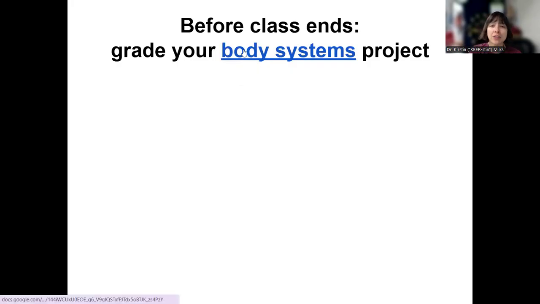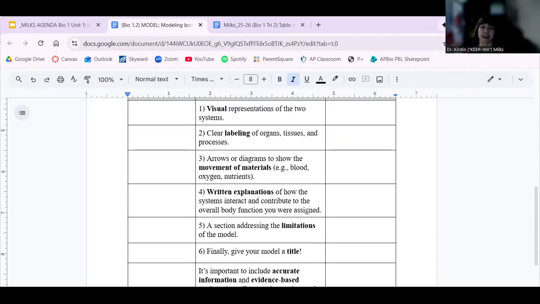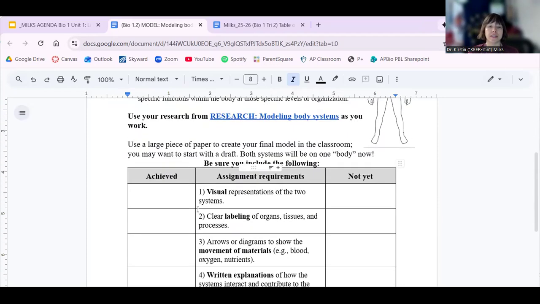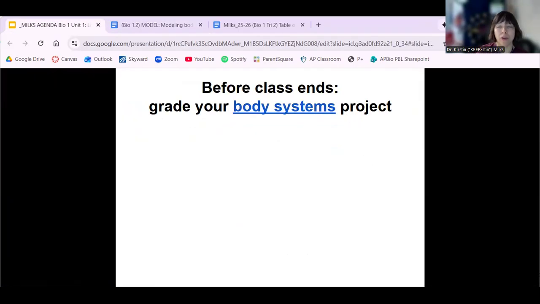Now, before class ended, your colleagues went and took a look at your body systems project. Remember this checklist that has these things in it. They went through and did a first assessment about whether their project has that thing or not yet. And I'm going to put them on the wall in the next week or so, and that'll help us make sure they're all corrected before the 6-week deadline.